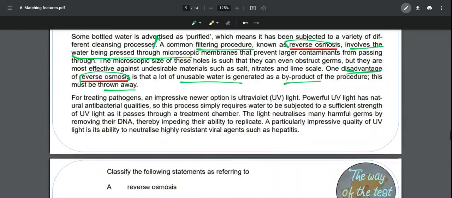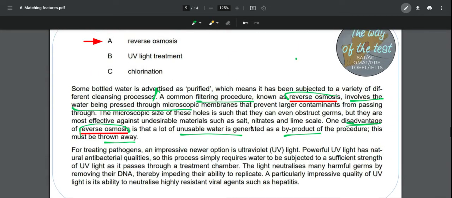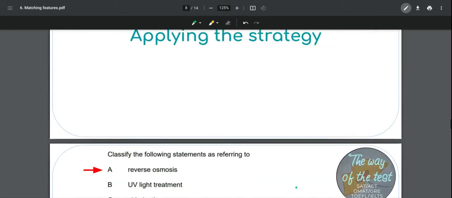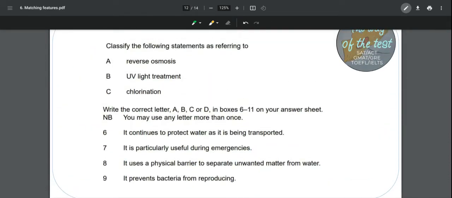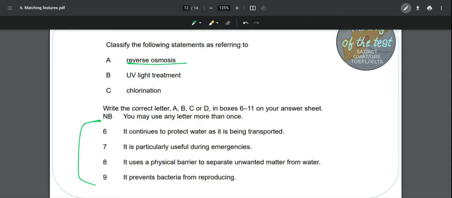So, for example, now that we have the reverse osmosis information, the filtering procedure involves water being passed, and then you have unusable water that has to be thrown away. So now we go to the alternatives, to the numbers. Which ones from 6 to 9 match with reverse osmosis? We have the information in the text. And again, remember, if you have predicted, you can pretty much eliminate.